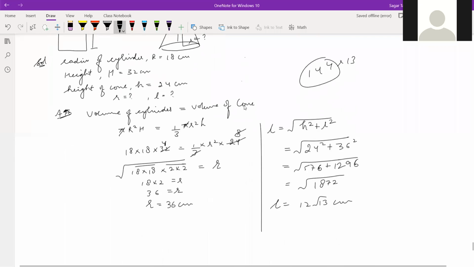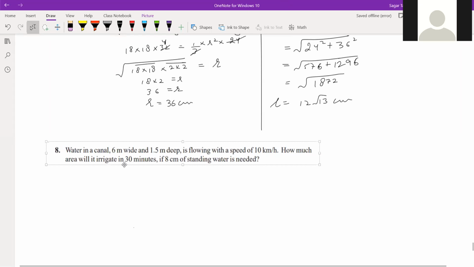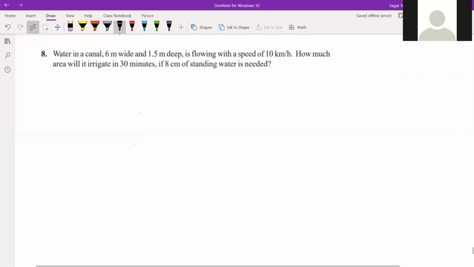So done. Now next question. Important question. Now, water in a canal 6 meter wide and 1.5 meter deep is flowing with the speed of this.